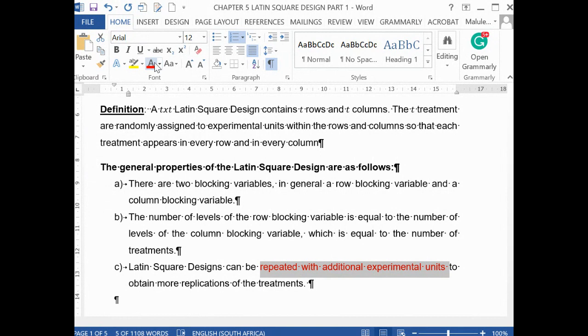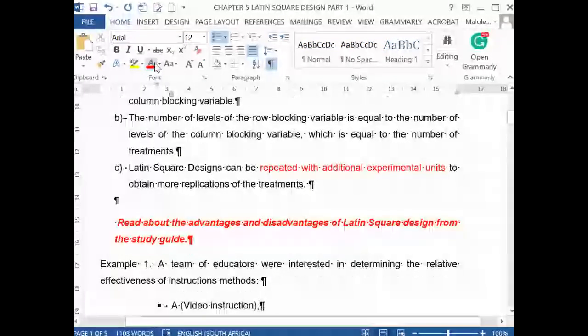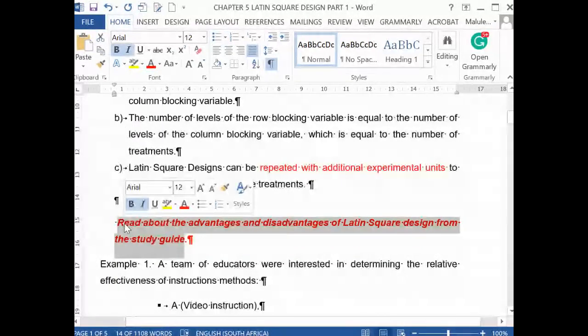Another thing that you must do: you must go and read. There's a reason why this part is in red. I said, read about the advantages and disadvantages of Latin square design from the study guide. Whenever you are preparing, like for the Friday test, don't ignore the study guide. Don't ignore the theory from the study guide. Please use the study guide together with my class notes. Combine the two. When you get to the test, I know you'll be extra ready. Don't only focus on my notes; also visit the study guide.